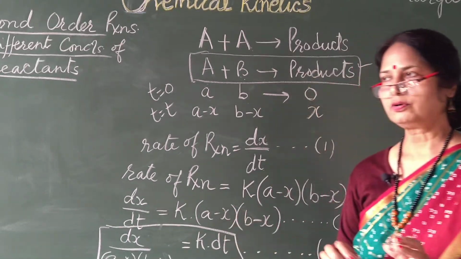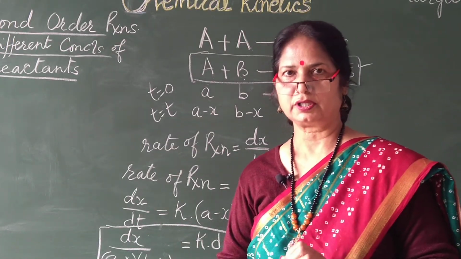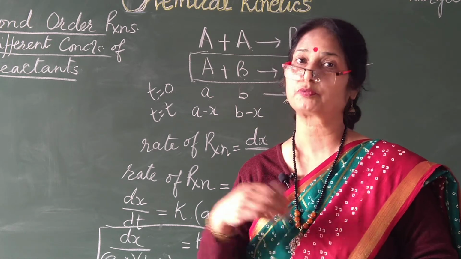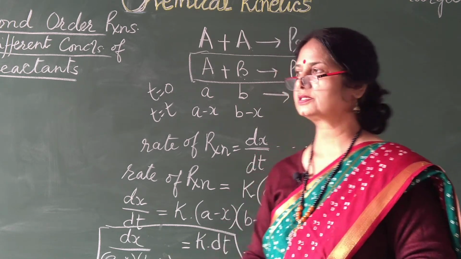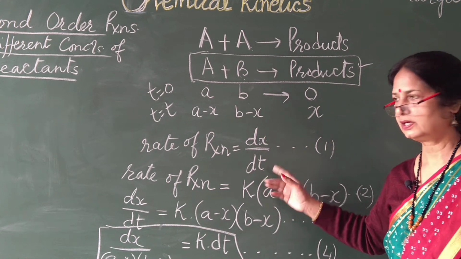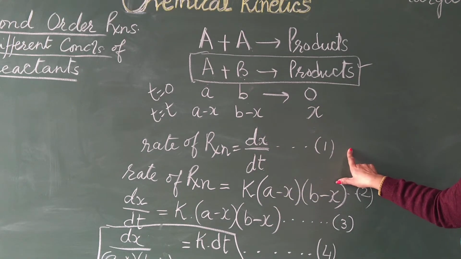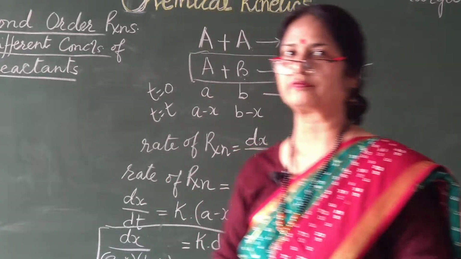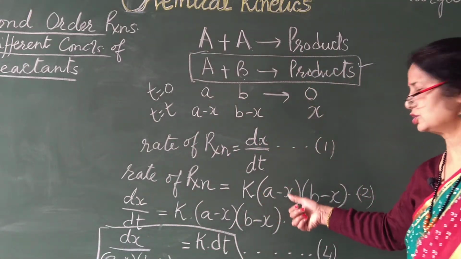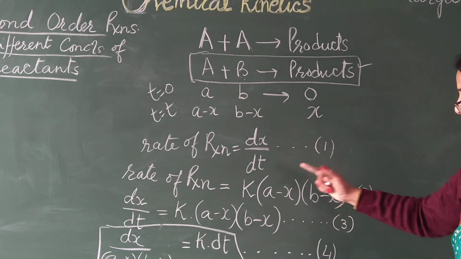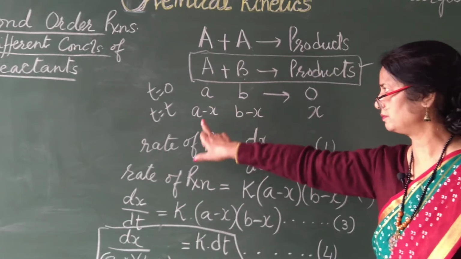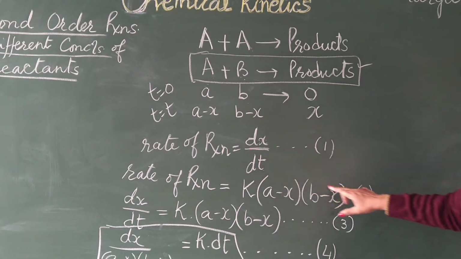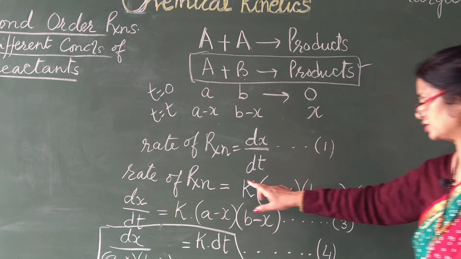Okay. Now the differential rate of reaction in terms of products we will have to calculate, and that is given by dx upon dt. Let us assume this to be equation number 1. And the rate of reaction in terms of the order will be given by the product of the rate constant and the concentration of A and the concentration of B. This is the concentration of A after time t, and this is the concentration of B after time t. So this will be our rate of reaction.